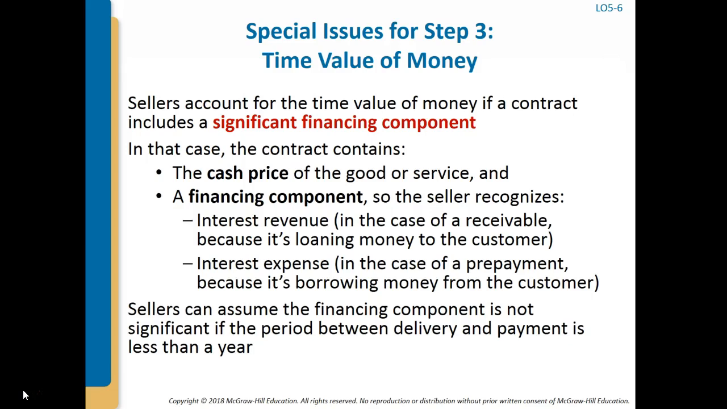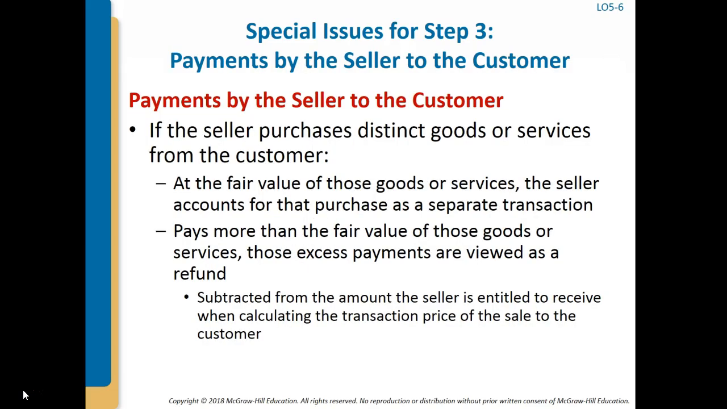That way, the seller recognizes the same amount of revenue for goods and services that it would recognize if the customer paid cash on time. The seller delivers those goods and services. The seller separately accounts for the financing component of the contract over time by recognizing interest revenue in the case of an account receivable or interest expense in the case of a customer prepayment. We're going to talk more about the time value of money in a future chapter.